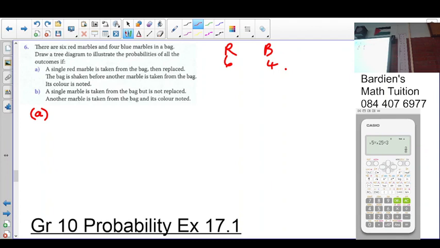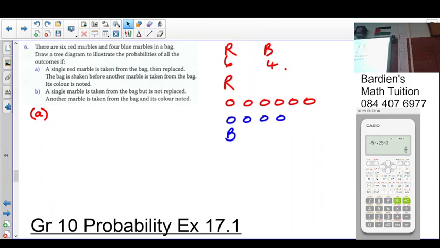Okay. So let's look at this here. Let's say we have 6 red marbles. So you've got 6: 1, 2, 3, 4, 5, 6. And 4 blue: 1, 2, 3, 4. Okay.